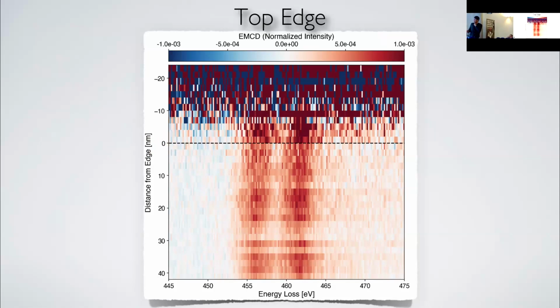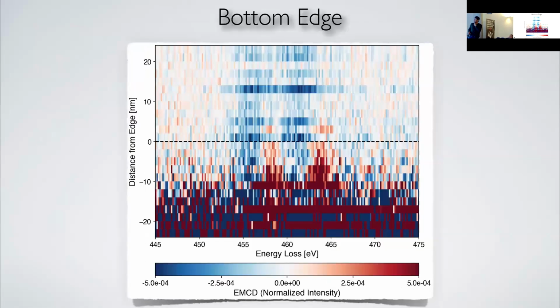And then let me go to the bottom edge. It looks like that. The signal is a little bit weaker, 10 to the minus 4. And then we think that it's weaker because of the microstructure. The materials are not perfect crystalline, clear materials. But you can do these kind of measurements.